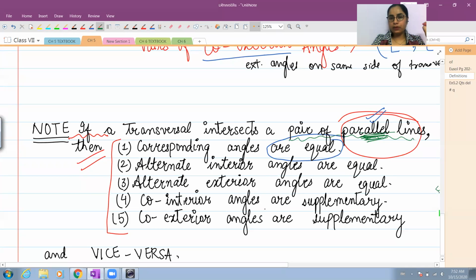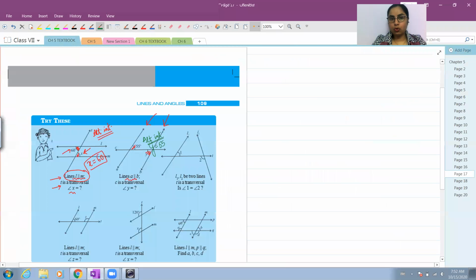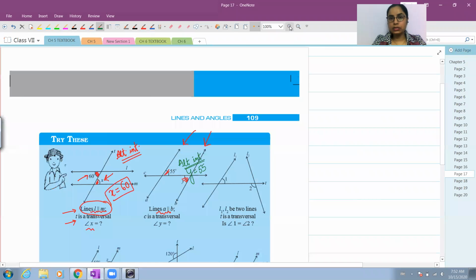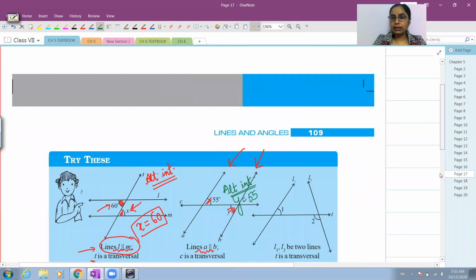These 5 results that I have written, you can use all of them in your question. But the only thing you need is that the question states that the lines are parallel. If it does not say so, you cannot use them. It is very important that the question says the lines are parallel. Only then can you use these results. Corresponding angles will be equal, alternate angles will be equal, co-interior angles and co-exterior angles will be supplementary. So this is what I'm trying to go over in all these examples. If you see closely, it's indicated that the lines are parallel.